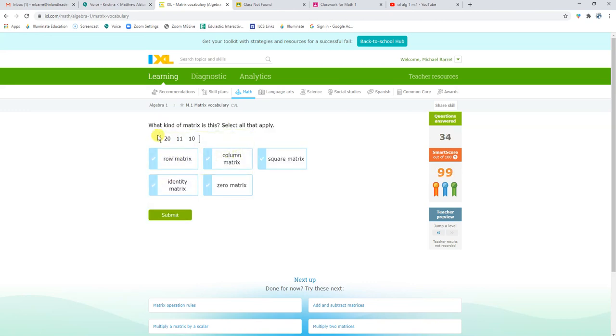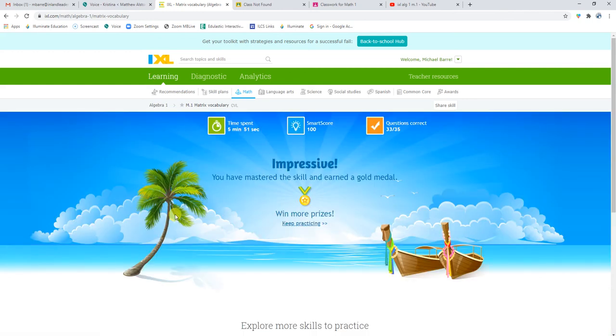What kind of matrix? This is a column matrix. No, it's a row matrix. A row matrix, that's it. Identity, nope. Dun dun dun! Mr. Barr, it took me 5 minutes. Brilliant.